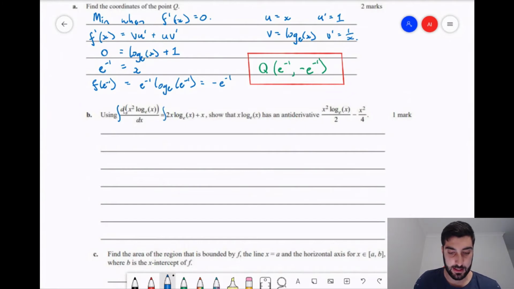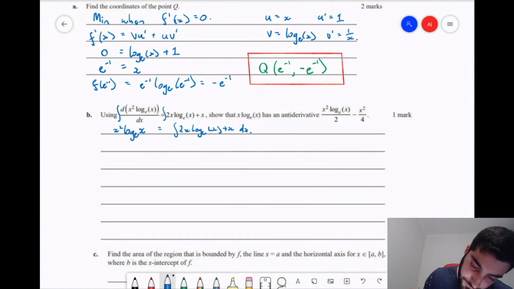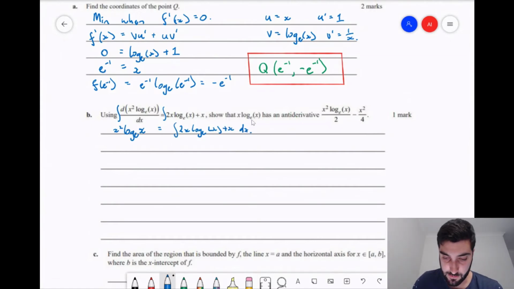So if we take the integral of both sides here, and that'll be our first step, we'll notice that the integral here cancels out with the derivative. So we'll have x squared log e of x is equal to the integral of 2x log e x plus x dx. That's the first step, and you can see x log e x, well that term is actually here, but there's a couple extra things like an extra plus x, and it's also multiplied by 2.